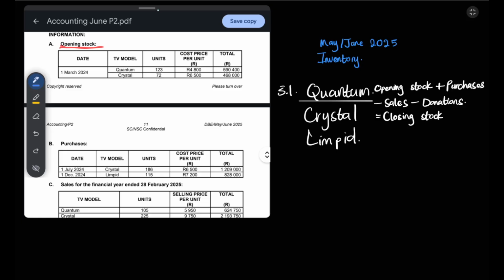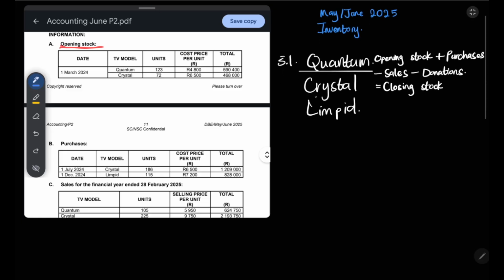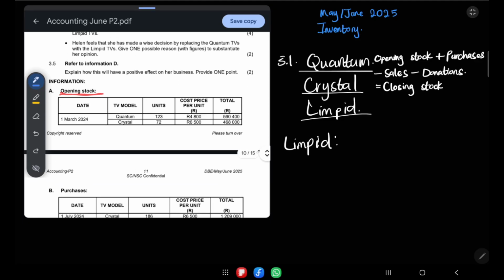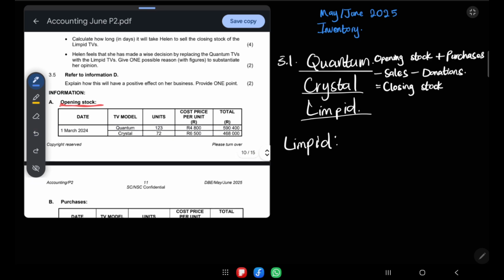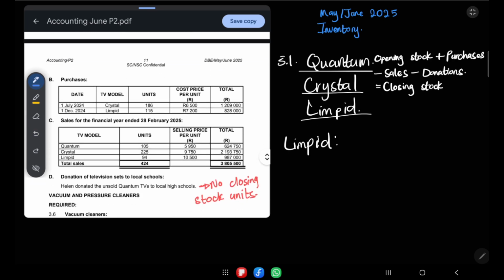Okay, let's move to the remaining units. We had Quantum, we're done with Crystal. Let's move to Limpid TVs. So Limpid TVs, what do we have? For our opening stock, we have Quantum and Crystal. There's nothing about Limpid TVs, so there's nothing that we can start with. We don't have our opening stock. So let's move to the next thing.